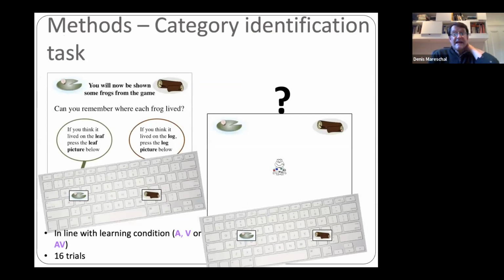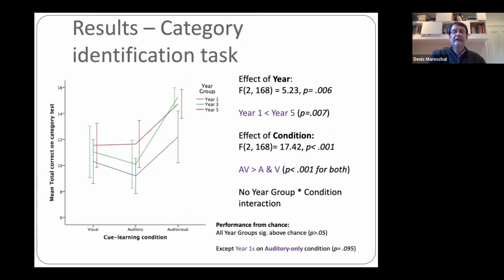So at the end, we surprise tested their category knowledge by showing them a frog with either visual information alone, auditory information alone, or auditory and visual information, and asked them, where do you think this frog lives? Remember, this is not what they were engaged in. It's a secondary incidental task. This is the mean total correct on the category task. What we have is a main effect of age. Of course, older kids are better than younger kids. But we also have a main effect of condition, that all kids were better in the audiovisual condition. So on incidental learning, having redundant multisensory information, auditory and visual, was supporting better learning. So they're acquiring information from both modalities, albeit incidentally.